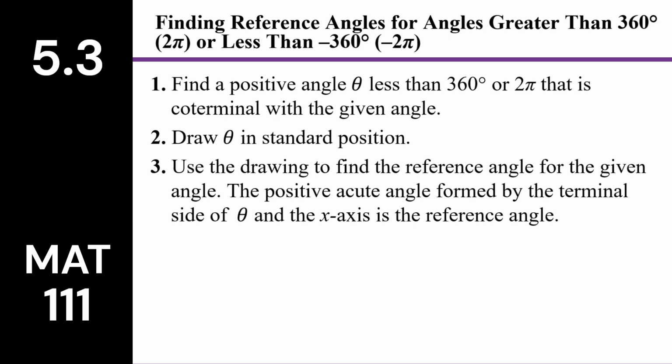Finding reference angles for angles that are greater than 360 or less than negative 360, we will find a positive angle that's less than 360, or 2 pi, that is coterminal with our given angle. Then we will draw our angle in standard position, and we'll use the drawing of the angle to find the reference angle, just as we did in the previous examples.